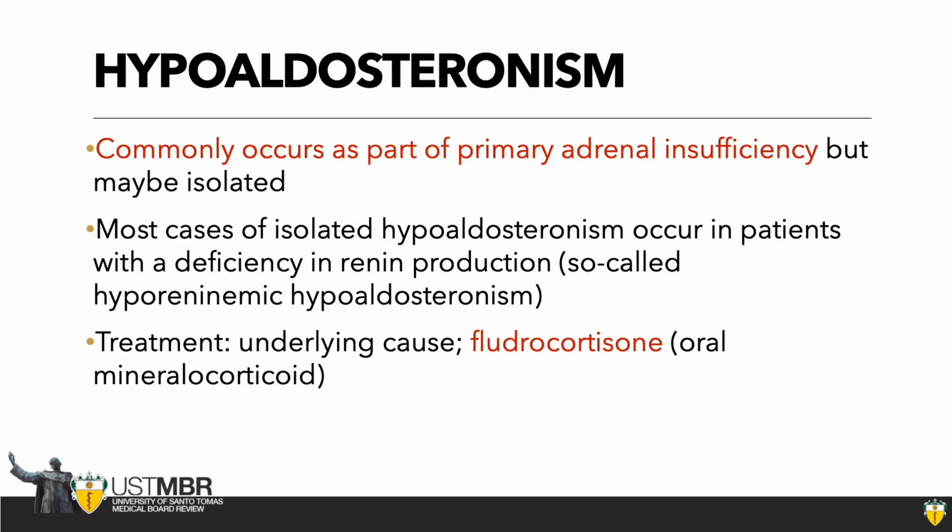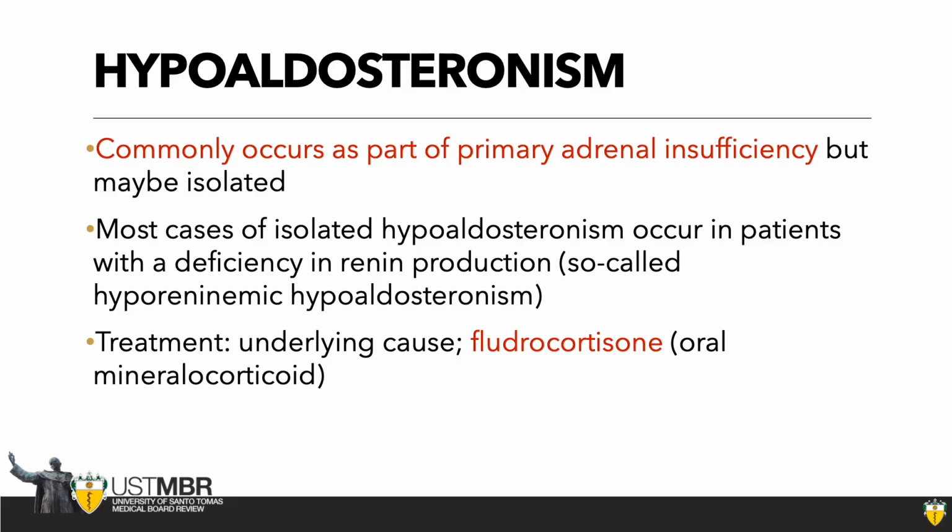Okay, how about low aldosterone? It can be part and parcel of primary adrenal insufficiency. We'll talk about primary adrenal insufficiency later. So in primary adrenal insufficiency, all the layers of the adrenal cortex are affected. Therefore, low aldosterone is part and parcel of that. In the past, the most common cause of primary adrenal insufficiency was tuberculosis. Nowadays, it's autoimmune destruction of the adrenal cortex.